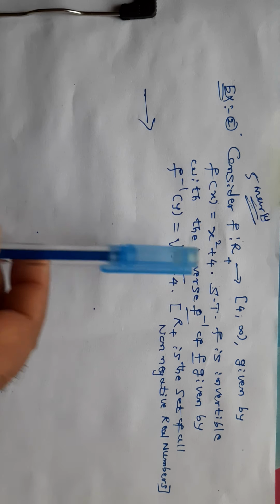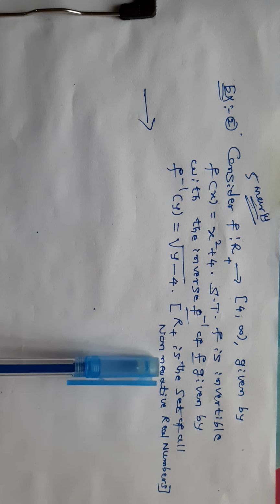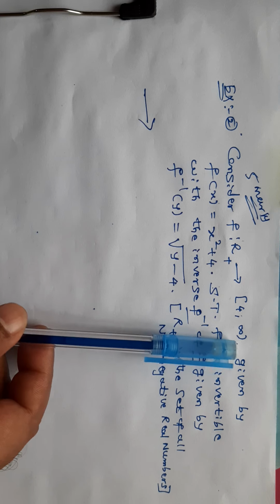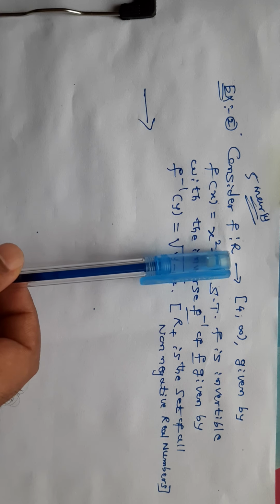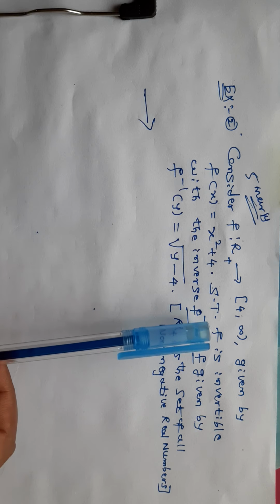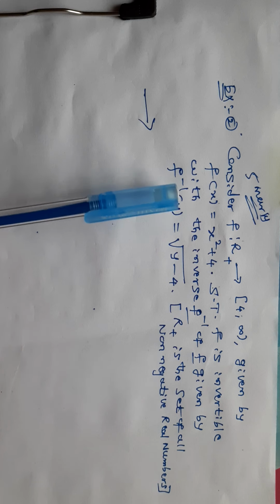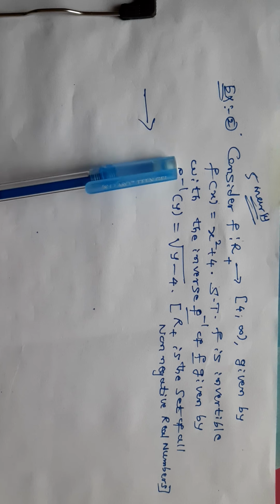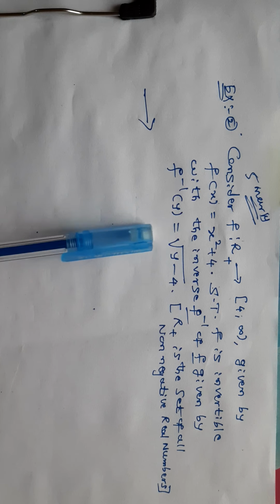Consider f from R plus, the set of all non-negative real numbers, to the semi-open interval 4 comma infinity, given by f of x is equal to x square plus 4. Show that f is invertible with the inverse f inverse given by f inverse of y is equal to square root of y minus 4. Here they have clearly mentioned that we have to show that the inverse is this one, square root of y minus 4.